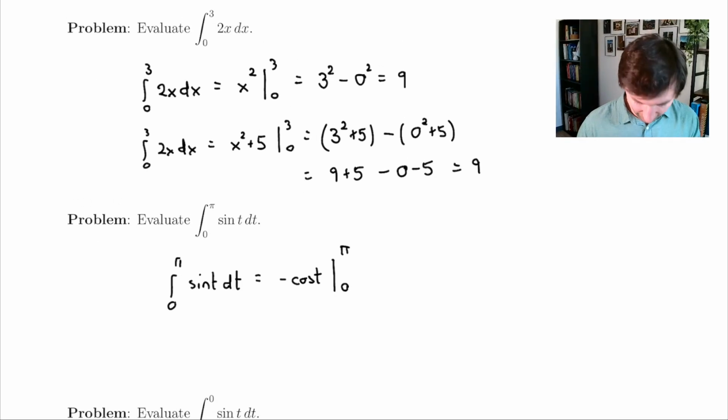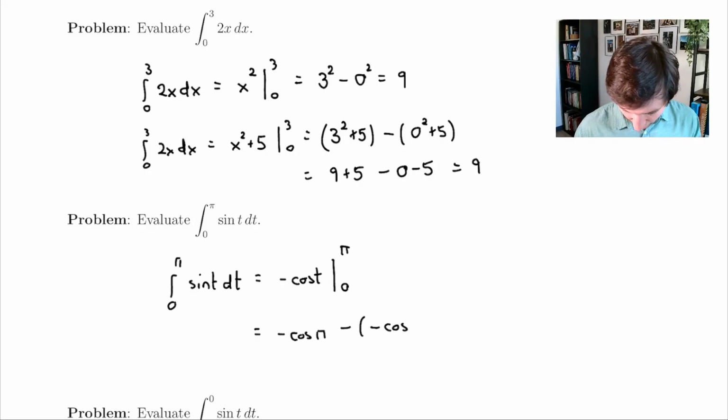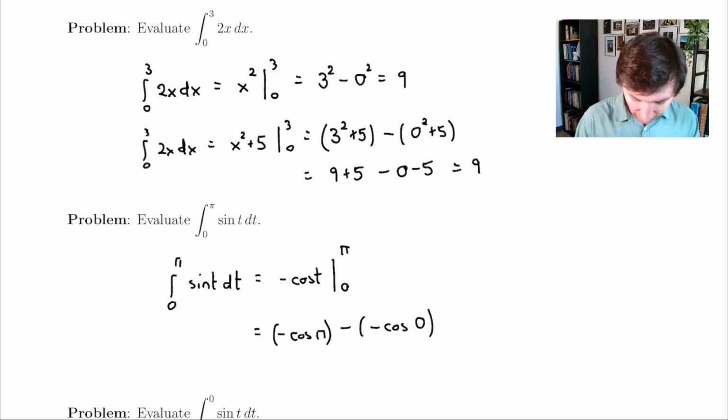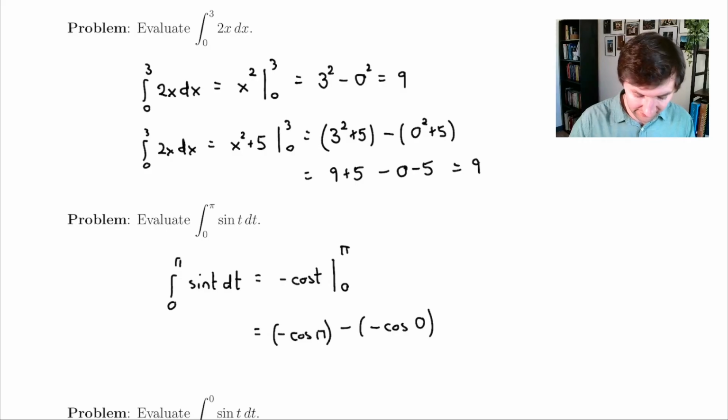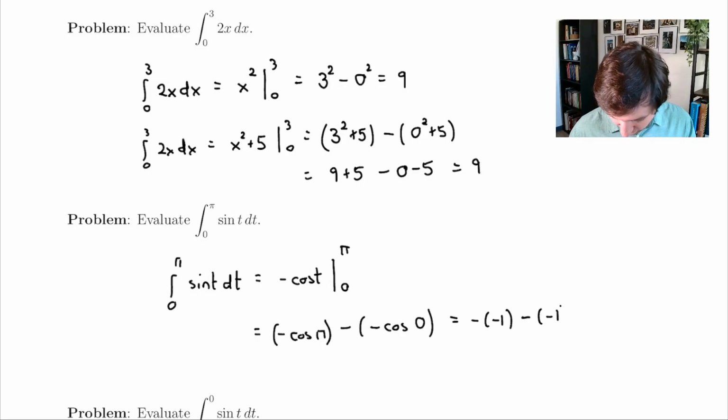When I plug in pi, I will get negative cosine of pi. When I plug in 0, I get negative cosine of 0. Remember, I must have this negative here because an antiderivative involves a minus. So this has a minus in front, this has a minus in front, and I subtract the two results. Cosine of pi is negative 1, giving me negative 1. Cosine of 0 is 1, giving me negative 1. Altogether, I get 1 plus 1, which is 2.